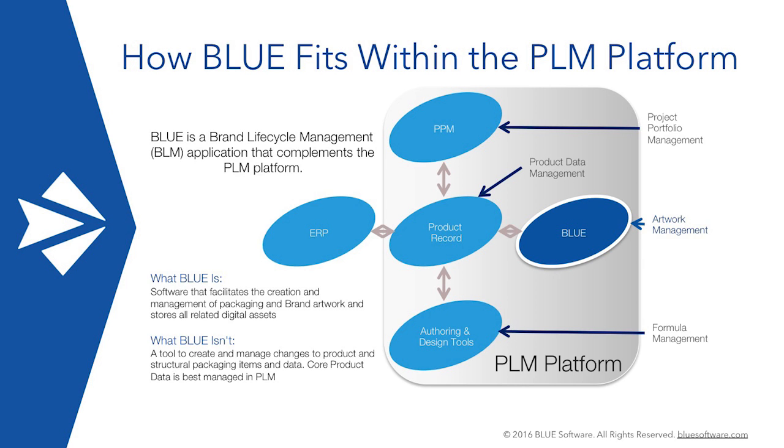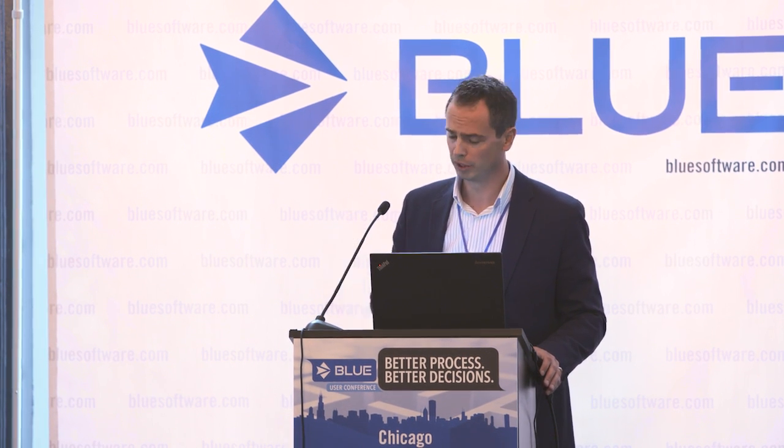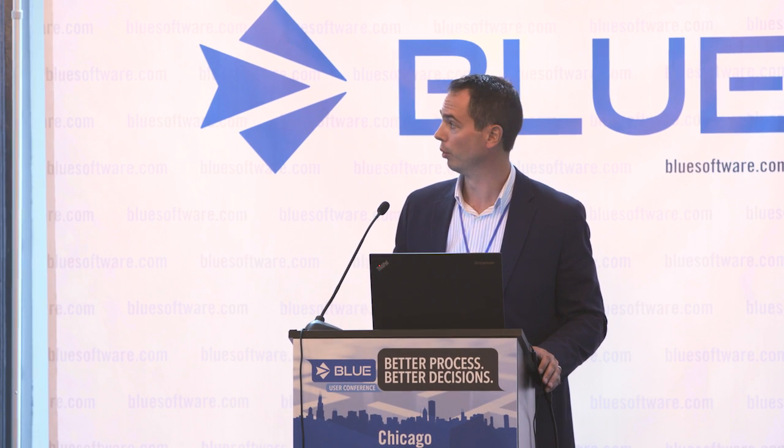There are some other things, like PPM, project portfolio management, managing the product development or your innovation projects. You may have authoring design tools, like recipe management solutions, that can plug in. Some of these are embedded in PLM applications, and some are separate tools that are bolted on. But what PLM doesn't do well is artwork management, and that's where Blue comes in. Blue is a complementary application that can support PLM, and I view it as part of that PLM platform, part of your product information. It's going to contain all of your digital assets and help you through the labeling development process.